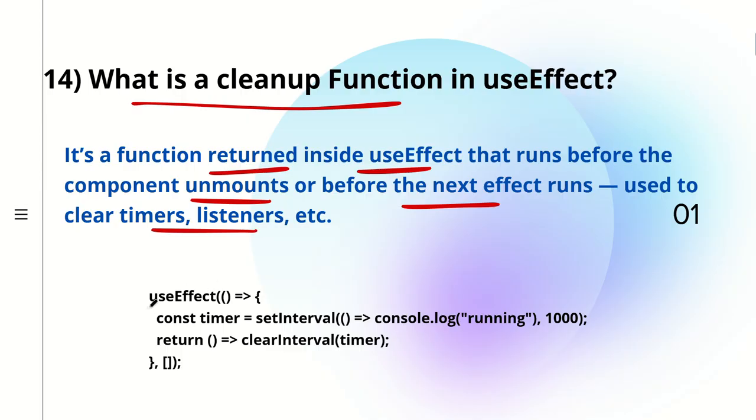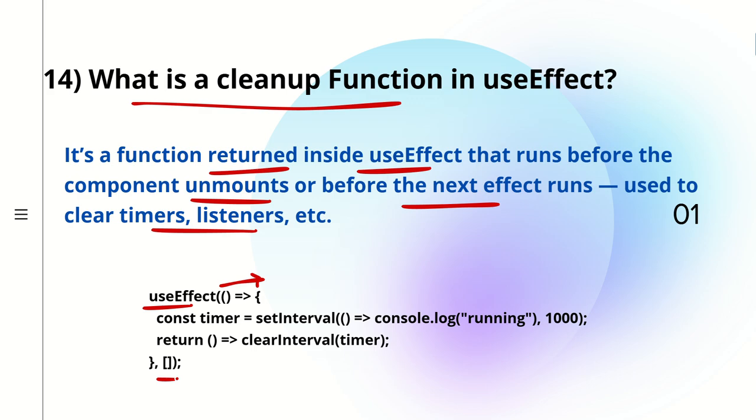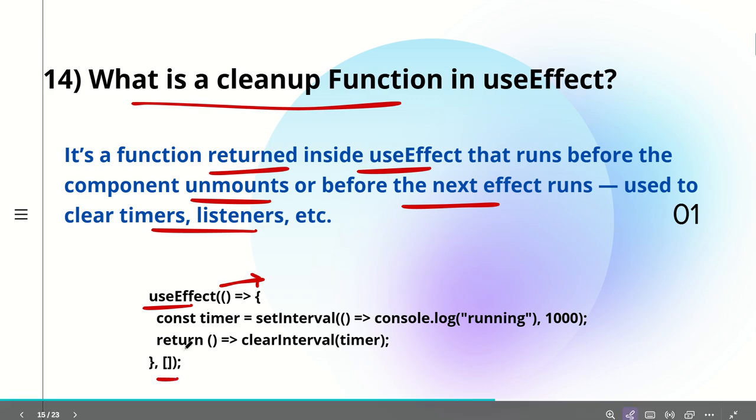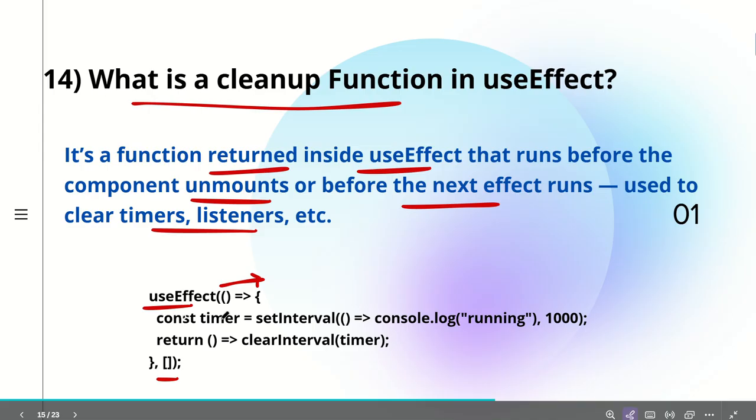This is our useEffect, a normal useEffect. What is the syntax of useEffect? You write the useEffect keyword, then in the first argument you write a callback function, and then you have a dependency array. If the dependency array is empty, it will be executed once at the initial time. If it has some values, it makes sure that if there is any change in those variables, your useEffect runs again and again. So this is how you write your useEffect.